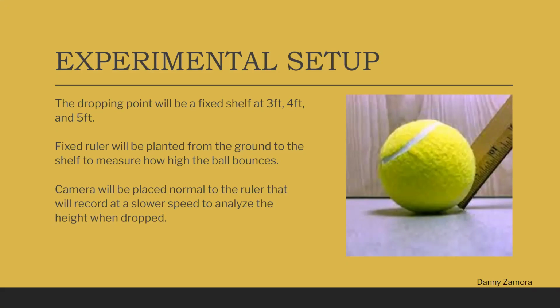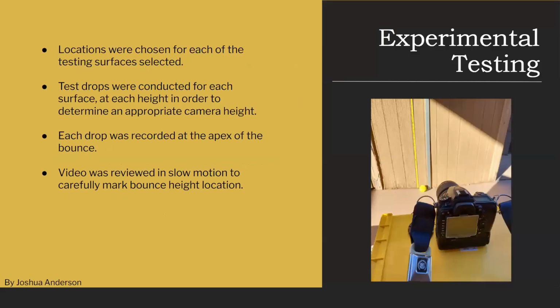The setup for our lab experiment is a fixed ruler positioned vertically against a wall and a camera positioned normal to the ruler, which records the bounce height of the tennis ball.